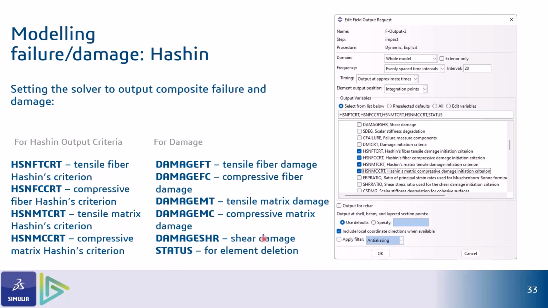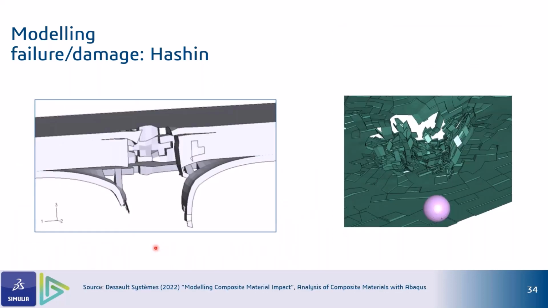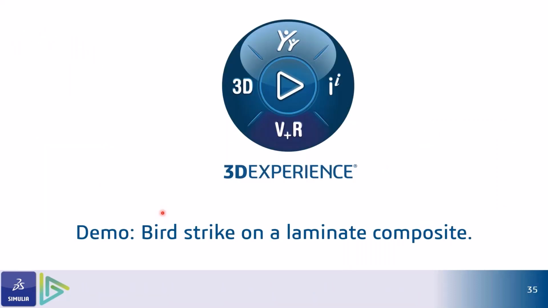Of course, as with the fail stress and strain method, you still have to include the status for element deletion purposes. With Hessian damage, because you are now creating an initiation and evolution, you can see, compared to just eliminating the mesh, how the damage is being initialized and propagated, like in this impact test, or this composite beam test, where because of a bending failure, you can see how the damage is being propagated. With that, I will now show you a demo of the bird strike on a laminate composite, and for that, I'll open Abaqus.